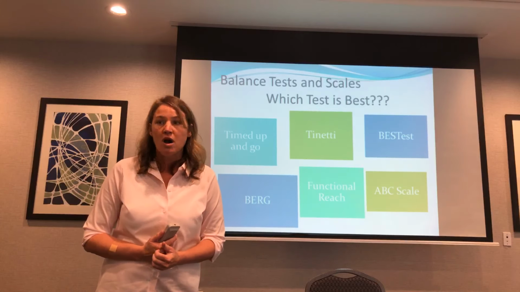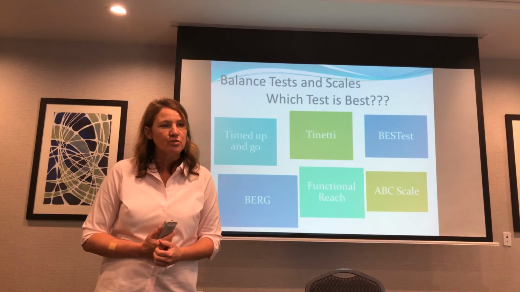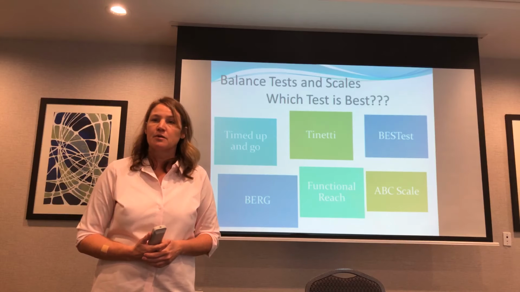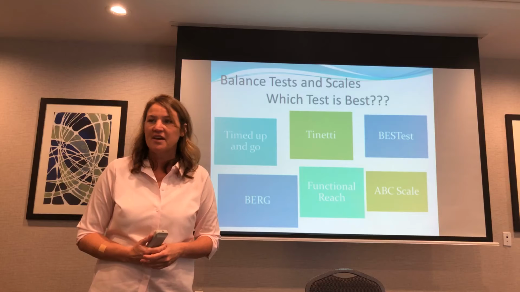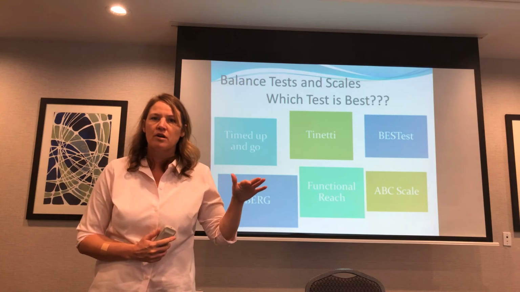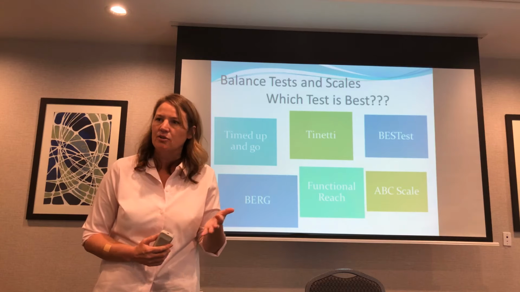Maybe they get up and they walk. If this is someone who you're thinking is going to have the potential to be a community ambulator, then the Berg Balance Scale is just not going to be effective enough. They're going to top out on it and get a perfect score, and that's going to make it look like they don't need therapy.